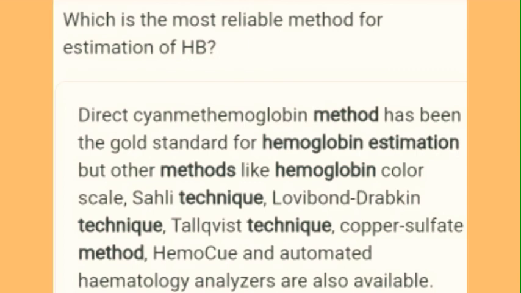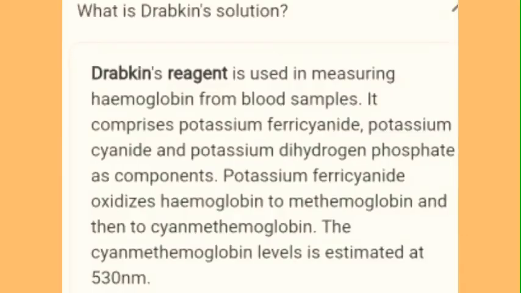What is Drabkin's solution? Drabkin's reagent is used for measuring hemoglobin from a blood sample. It comprises potassium ferricyanide, potassium cyanide and potassium dihydrogen phosphate as components. Potassium ferricyanide oxidizes hemoglobin to methemoglobin and then to cyan methemoglobin. The cyan methemoglobin level is estimated at 530 nanometer in the colorimeter.